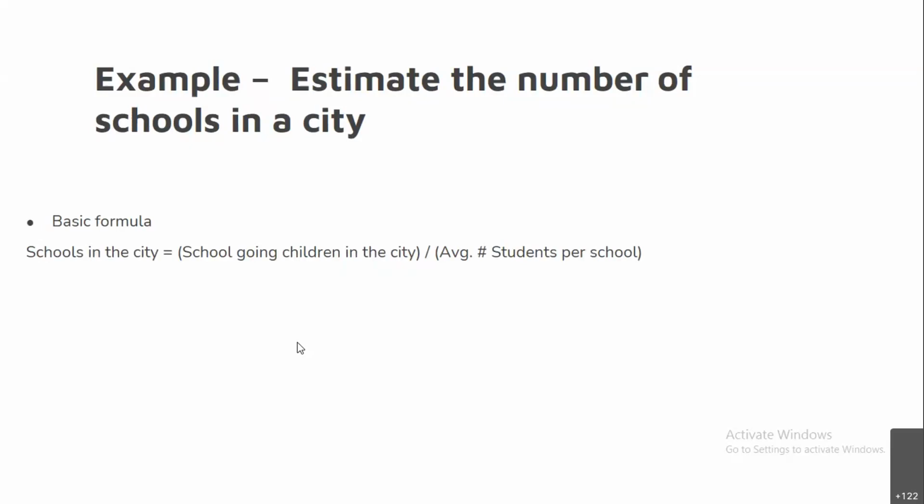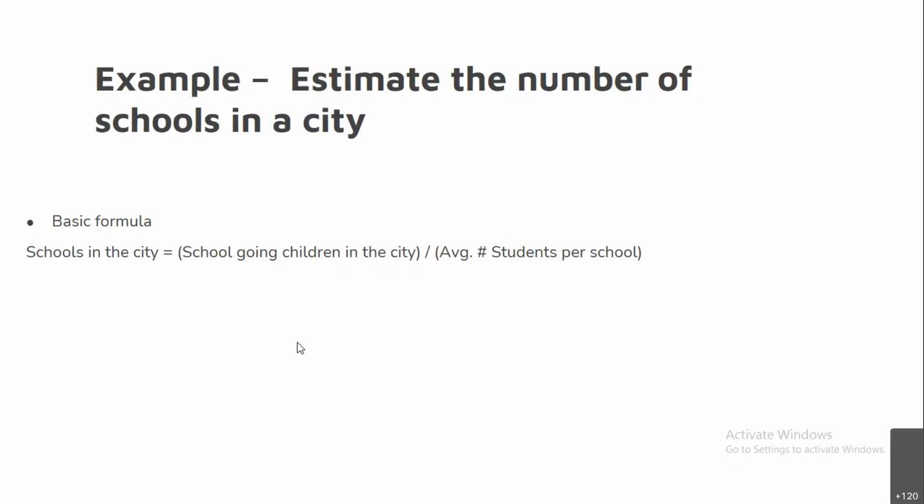Now, how do we go about finding the number of schools in the city? One, we can just count the number of buildings in this particular area and then scale it up. Or a better way would be to see the number of people going to school and how many people one school can hold. If you have these two, the number of schools in the city can be given as school-going children in the city divided by the average number of students per school. Does that make sense?